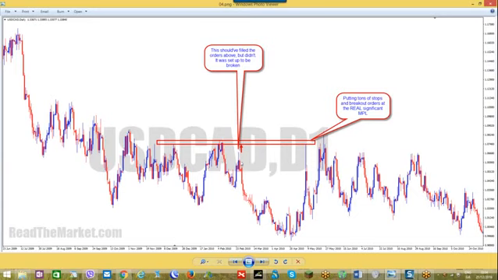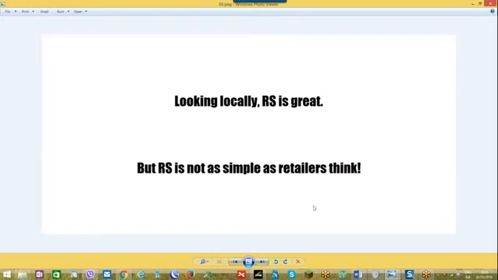It's possible that we can get PA at these left shoulder levels here and come take a trade down to the next level, but it's not what we look for in the big picture. In the big picture here, we want this to break and we want it to come to the absolute MPL where it should have come in the first place. Okay. So looking locally, RS, which is SR, which is resistance support, support and resistance, it is great. But RS is not as simple as retailers think, of course.